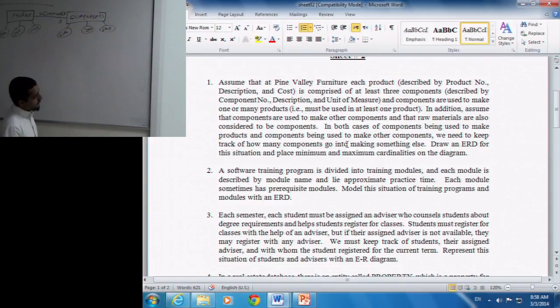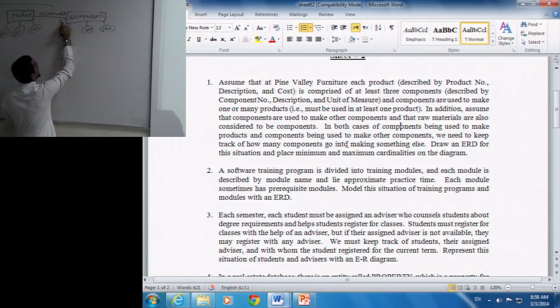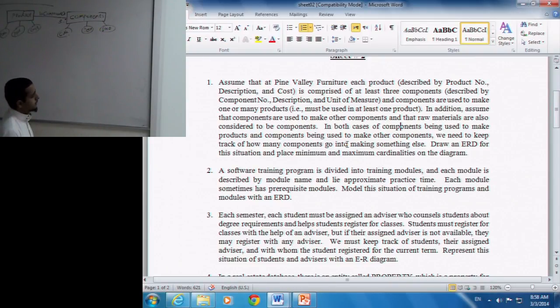3 to many. When it says at least, it means there are many. From 3 to many, right? Exactly, from 3 to many. Now it reads the same sentence, the same relationship, from the other way around. It says the components are used to make, the other direction here. Listen. One or many products. He's talking about the other direction. So components are used to make, this is the opposite direction of is comprised of. One or many. How to represent one or many? So read the sentence the other direction.